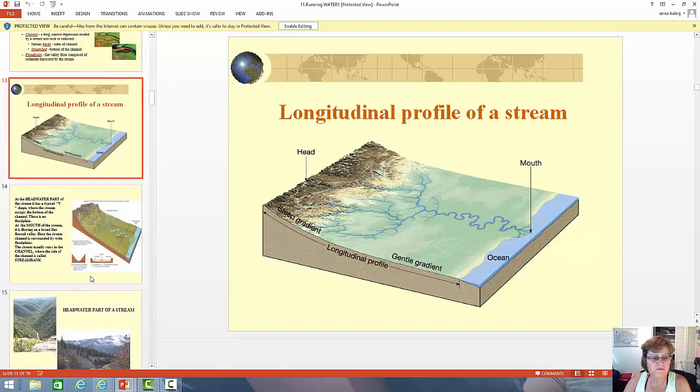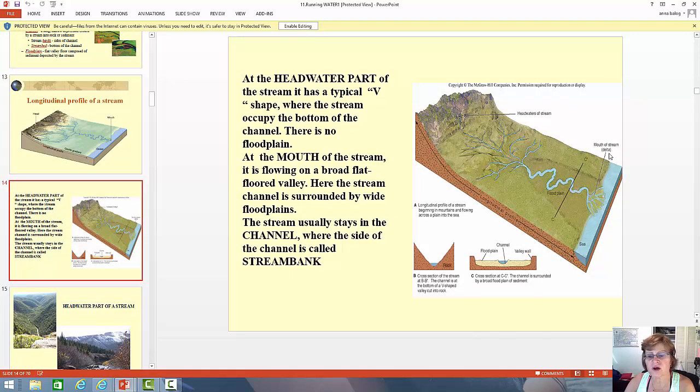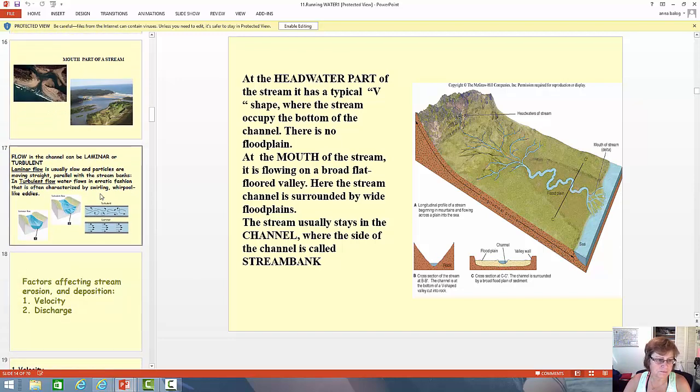Now, the longitudinal profile, and I want you to be able to draw this. You just draw the river from the mountain to the ocean, and what is the difference in channel shape in the mountains, which is the headwater part, versus the mouth part. Remember, the headwater is V-shaped, the river occupies the bottom, and the mouth part is wide, with big floodplains, and the river itself is relatively wide and shallow. So it's very important that you know this difference.